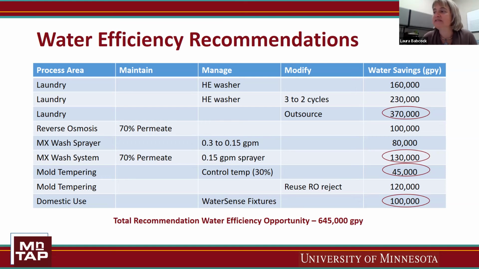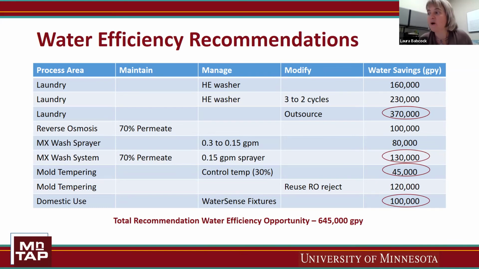Again, reverse osmosis. We had about 70% permeate. So instead of throwing away 75%, let's keep 70% of that water. Again, this requires some analysis to make sure that water still has the quality that you need. And then we'll get rid of 30%. Well, that saves you 100,000 gallons of water. And if you change the sprayer to a high efficiency sprayer, that's another 80,000 gallons of water. If you do both of those, you don't get as much, they're not additive. You get about 130,000 gallons of water.